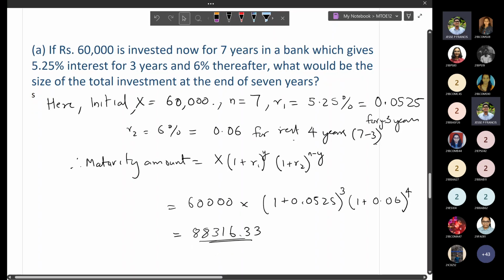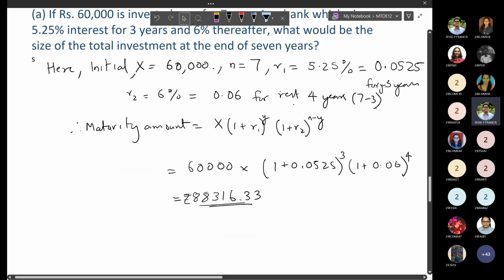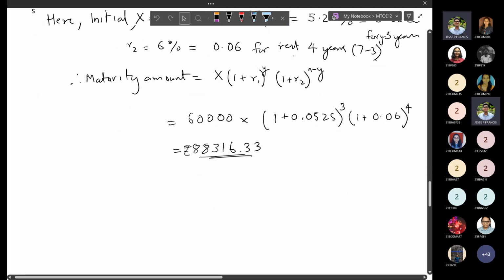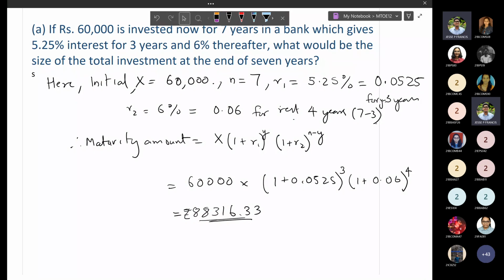So you invest 60,000 with variable interest, then our maturity amount also changes accordingly. The formula which you have to apply also changes accordingly. All right. So that's one thing to note. And can you give me some reactions if you understood, or if you did not understand, please give the surprised emoji. I can try to explain it separately.